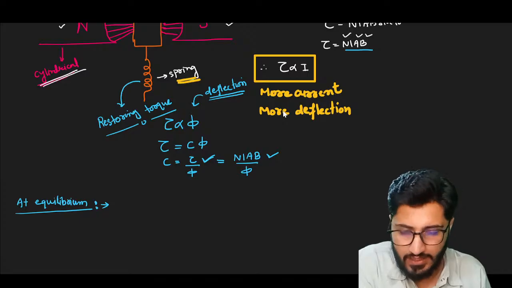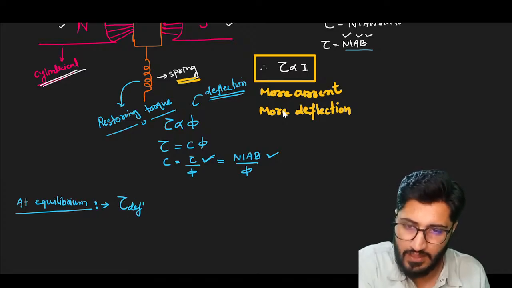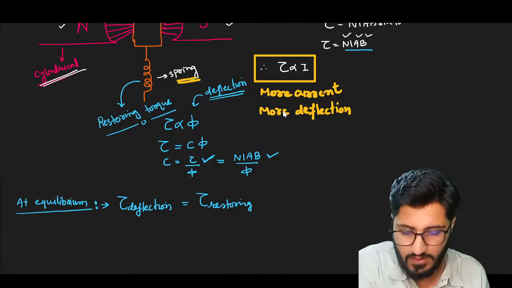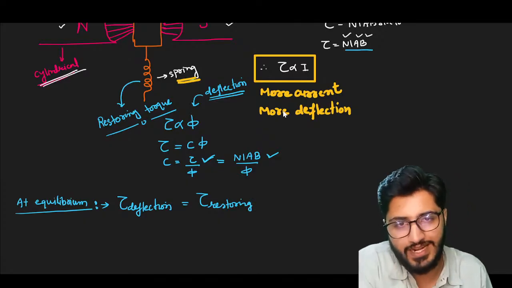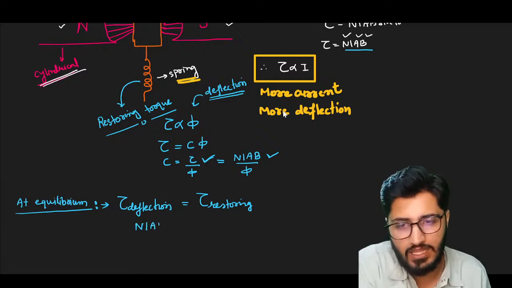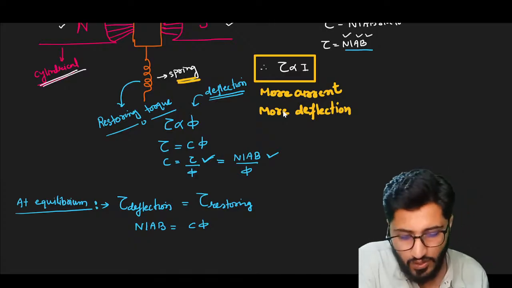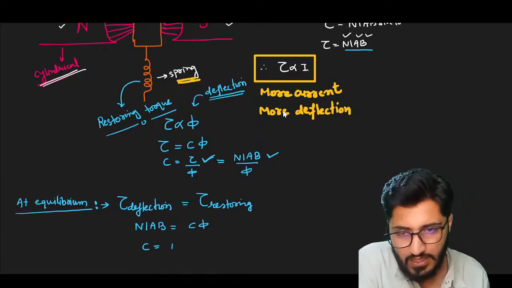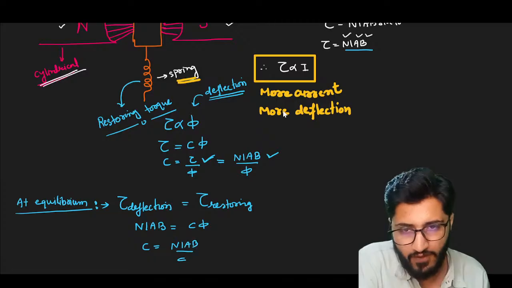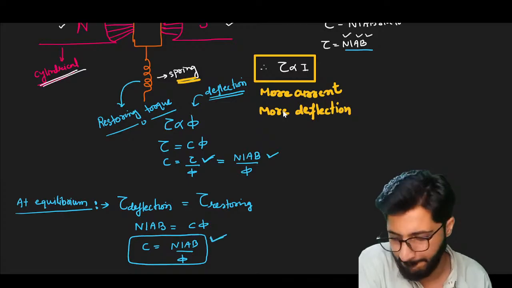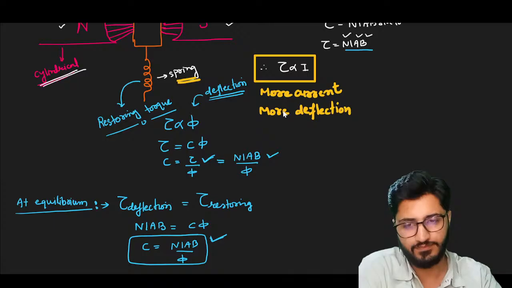Can I write now here, deflection torque equals my restoring torque? Okay. So what is my deflection torque? Is it NIAB? Yes, I will write here. It is NIAB. Restoring torque is C phi. So from this particular thing, what can I get? C also, right? So C came out to be NIAB by phi also here. Same, no? Same. Done.